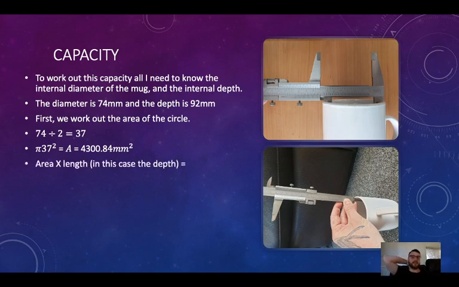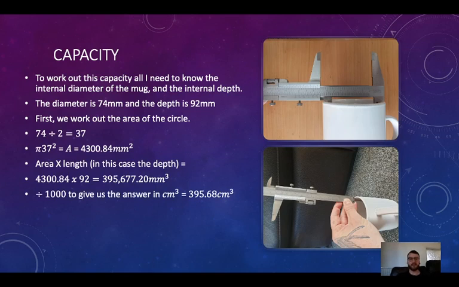So area times the length, which in this case is the depth of the inside of the mug. And the depth is 92mm, so it's going to be 4,300.84 times 92, which gives us that behemoth of a number there, 395,677.2 millimeters cubed. So divide this by 1,000 to give us it in centimeters cubed. Gives us 395.68 centimeters cubed. Again, that's rounded to 2 decimal places.